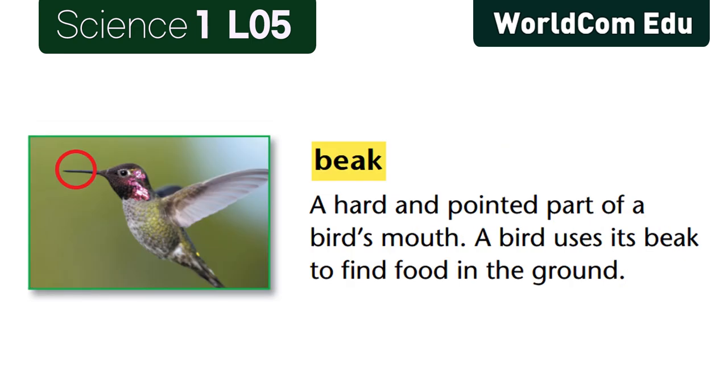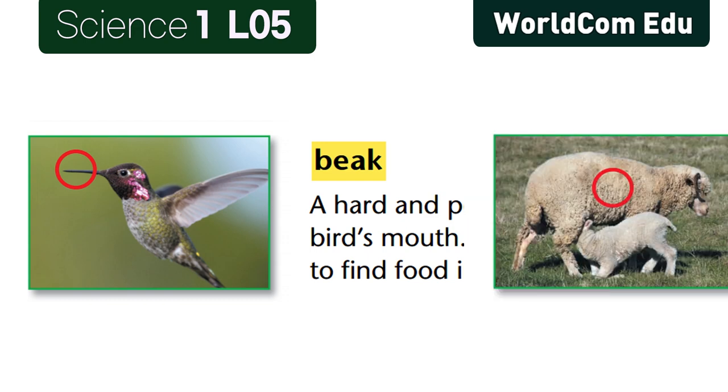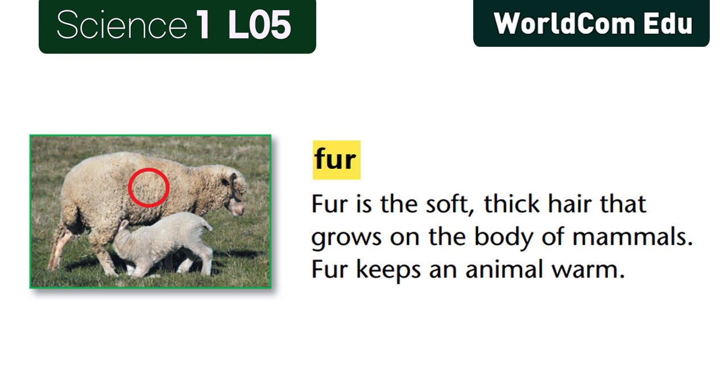Beak. A hard and pointed part of a bird's mouth. A bird uses its beak to find food in the ground. Fur. Fur is the soft, thick hair that grows on the body of mammals. Fur keeps an animal warm.